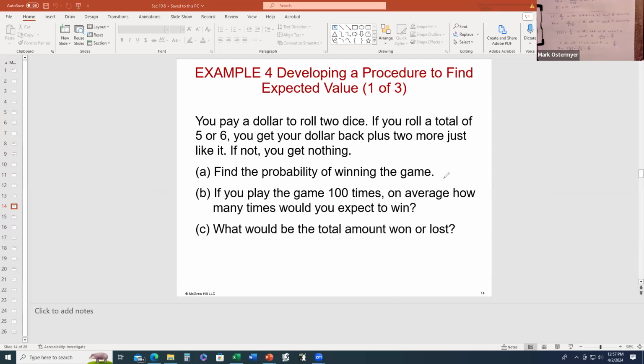All right, so the probability of winning the game would be 9/36 or 1/4 here, or 0.25. Now, if we play this game 100 times, let's say we roll these dice 100 times, on average, how many times would you expect to win on average? Well, that's a good question. Okay, so we're going to investigate that.